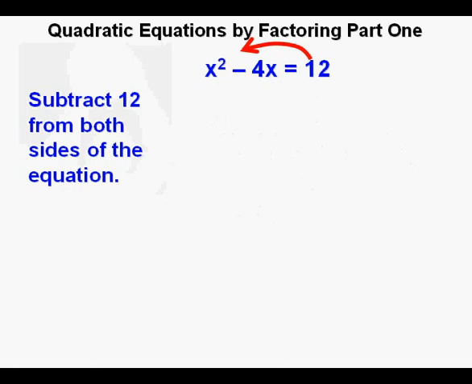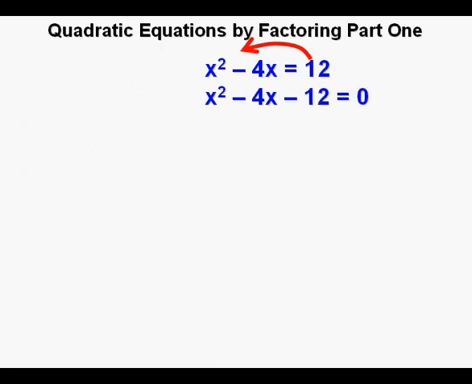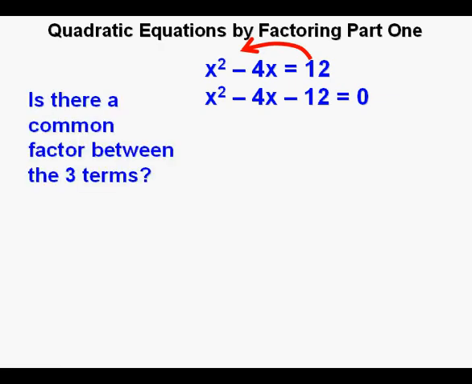Our first step is to get one side of the equation equal to 0, and that is most easily done by moving the 12 on the right side of the equation to the left side of the equation. This is subtracting 12 effectively from both sides of the equation. Now we have x squared minus 4x minus 12 equals 0. Is there a common factor between the three terms?